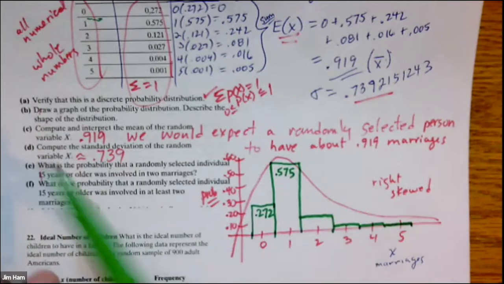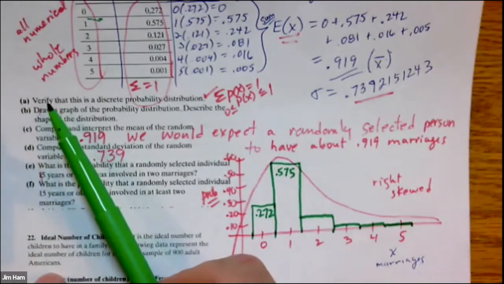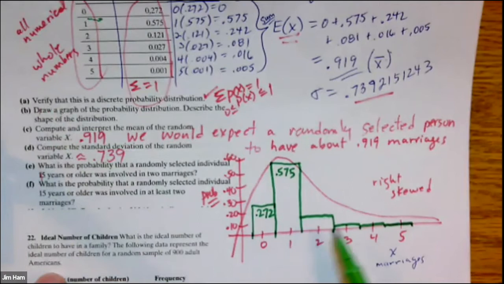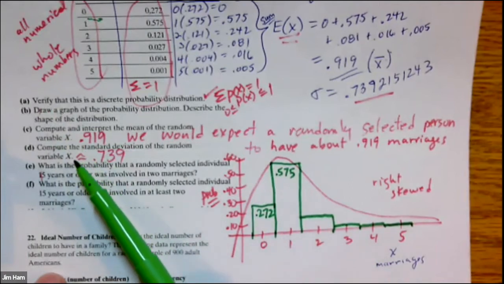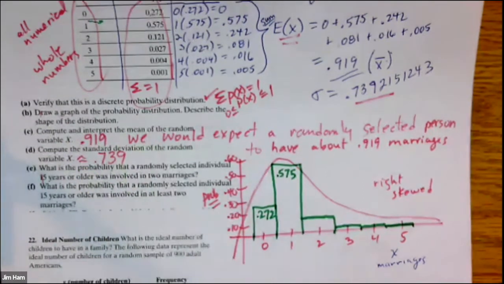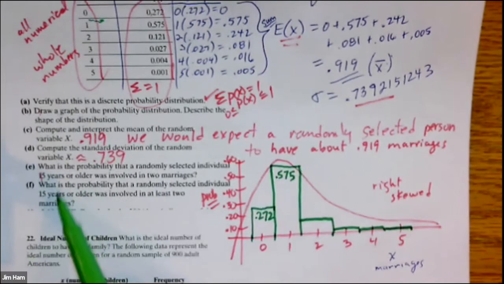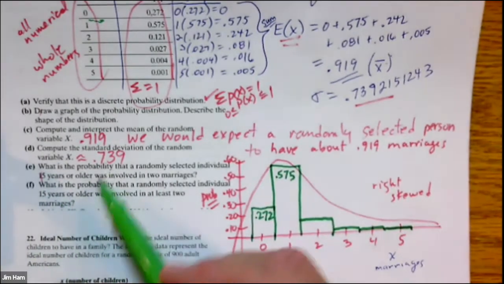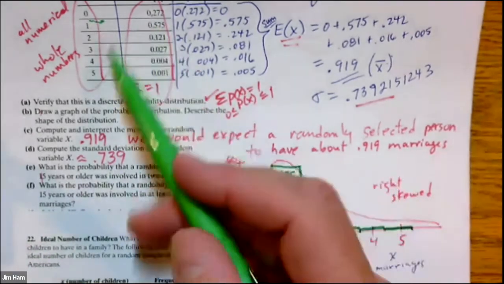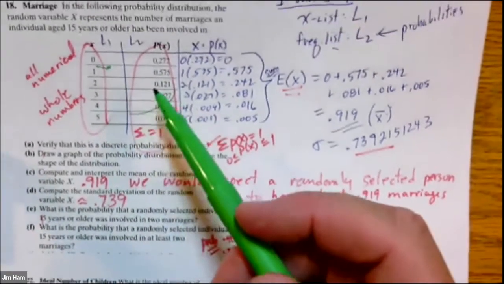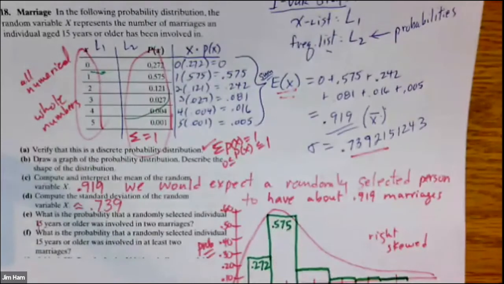All right, so we've confirmed that this is a discrete probability distribution. We've drawn the graph. Part B is here. We've calculated the mean and the standard deviation. And then the other thing you're going to be asked to do is to calculate some probabilities. So E and F, probabilities. The nice thing is that all you have to do to calculate these probabilities is to interpret this table. Because there's only 6 different outcomes, there's only 6 different corresponding probabilities.